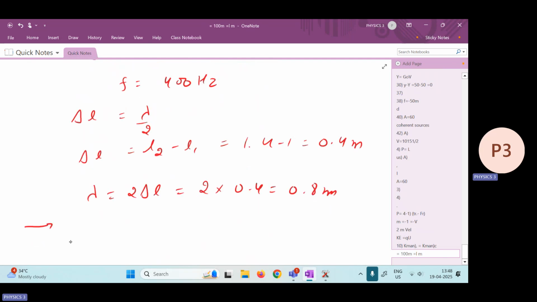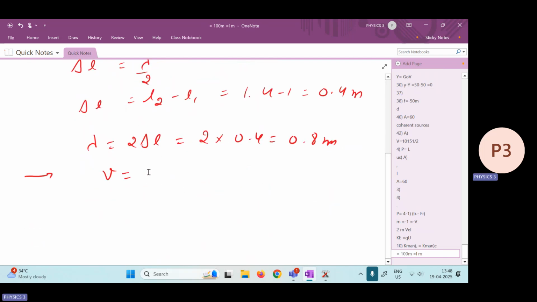Now we know that V is equal to f lambda. So frequency we are given is 400 hertz. So it will be 400 into 0.8. So V comes out to be 320 meter per second. V comes out to be 320 meter per second. So option A is absolutely true in this equation. Okay. Now let's go to the next question.